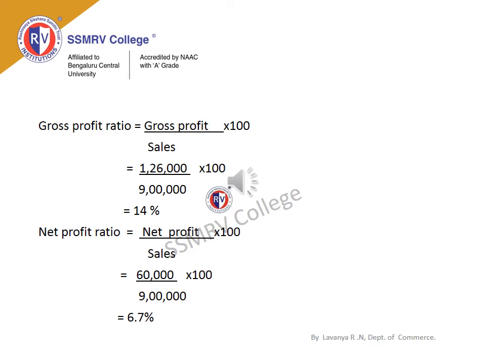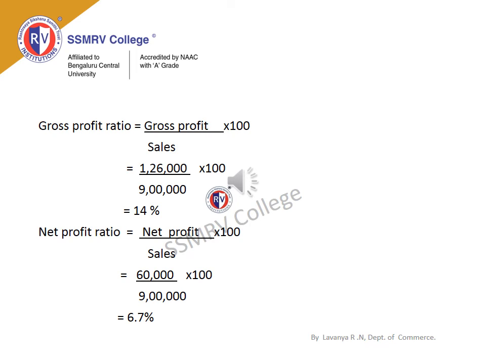Gross profit and sales information is given in the P&L. Gross profit is 1,26,000. Sales is 9 lakhs. Simplify the information, and the gross profit ratio is expressed in percentage because the quotient is multiplied by 100. Here the gross profit ratio is 14%.